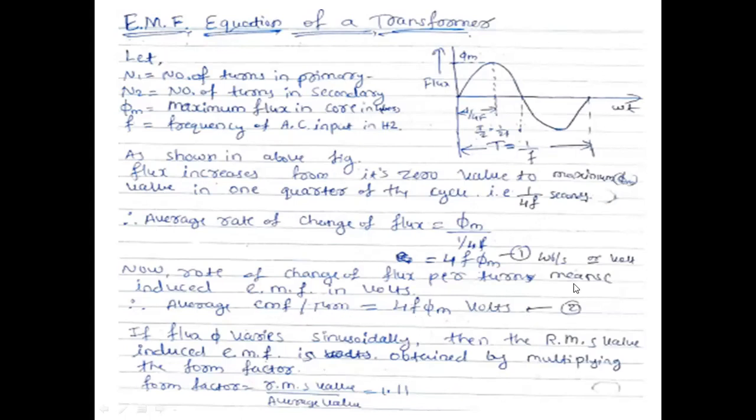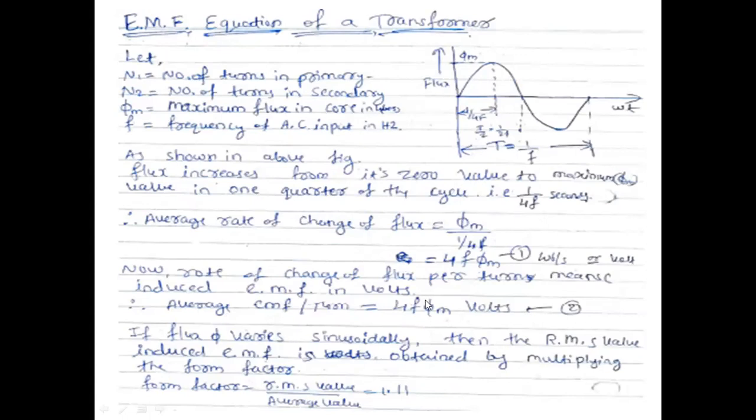Whatever voltage and current we get in our houses, that is RMS voltage, we are going to call that one. RMS current we are going to call that one. RMS value is nothing but root mean square value we are going to consider here. Whatever the AC supply voltages are, all are in the form of RMS only. So we have to convert this average EMF per turn into RMS value.